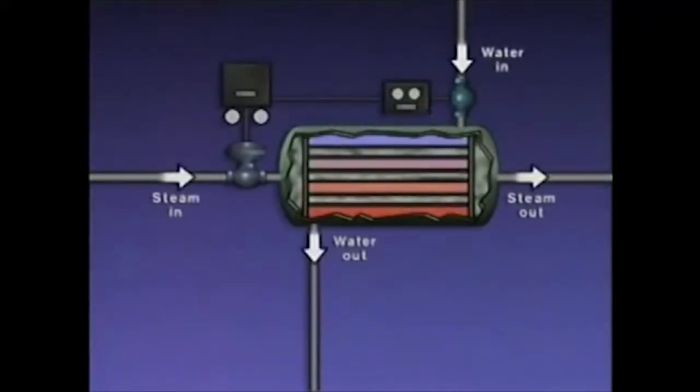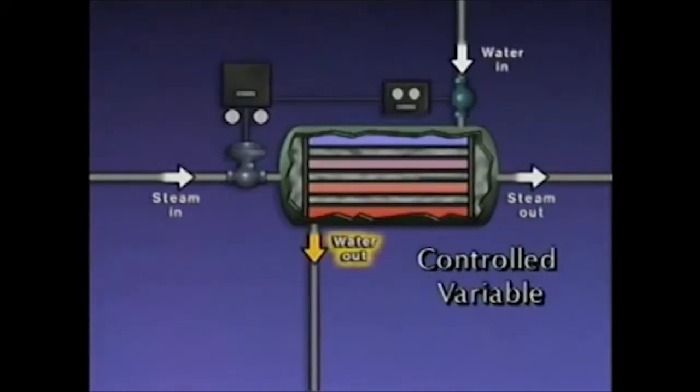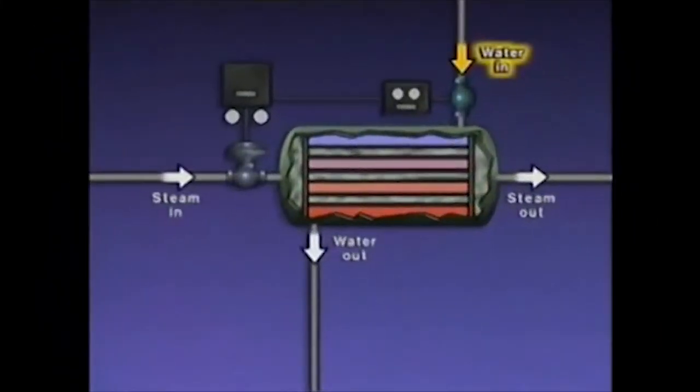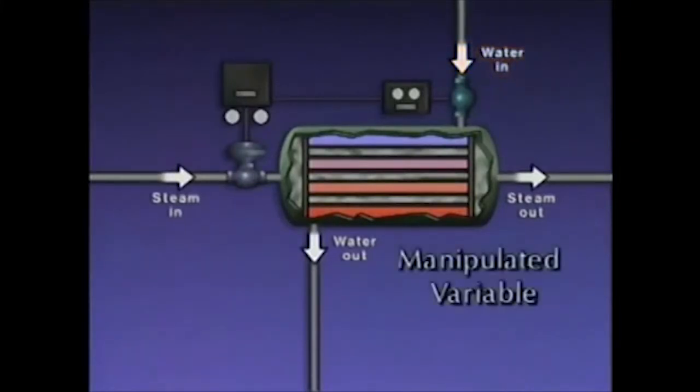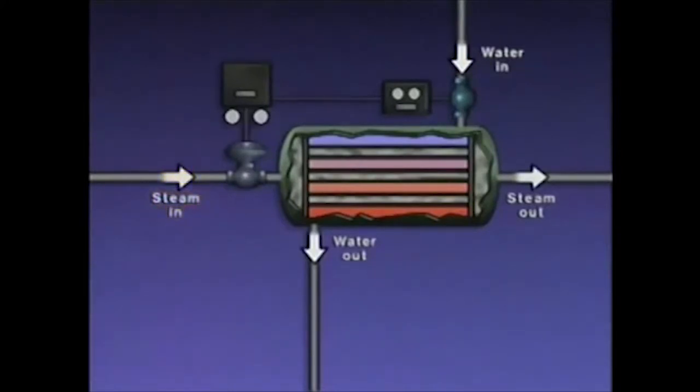If the water inlet is hotter than usual, the control system closes the control valve to decrease the steam flow into the system. As a result, less heat is transferred into the water and the desired temperature at the water outlet can be achieved. However, if the temperature of the inlet stream changes, the desired temperature at the water outlet can no longer be achieved.